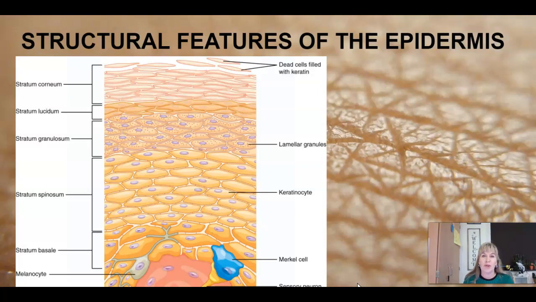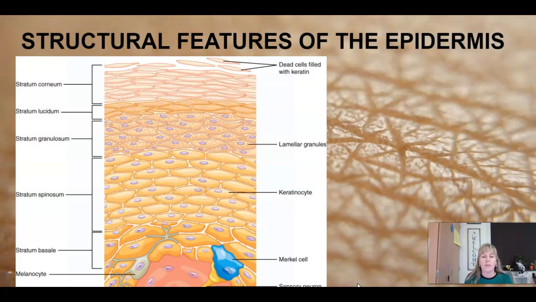Now let's talk about the structural features of the epidermis. Starting at the very top, we have the stratum corneum, and this is a highly cornified or keratinized dead layer of the skin. Notice how flattened that is compared to the cell layers below it. The next one down is the stratum lucidum, and the stratum lucidum is only found in the hands and the palms of the feet, basically any place that is hairless and has a lot of contact with other objects. So it's a nice extra protective layer. Underneath that, we have the stratum granulosum and then the stratum spinosum.